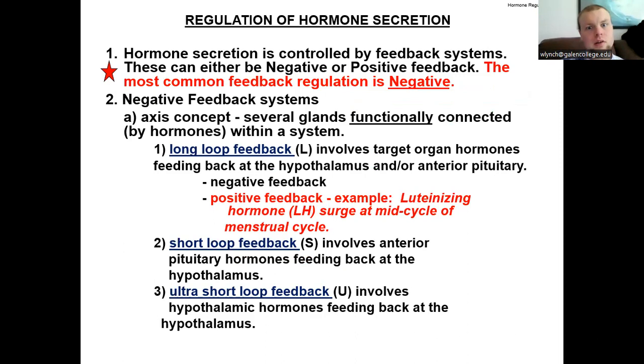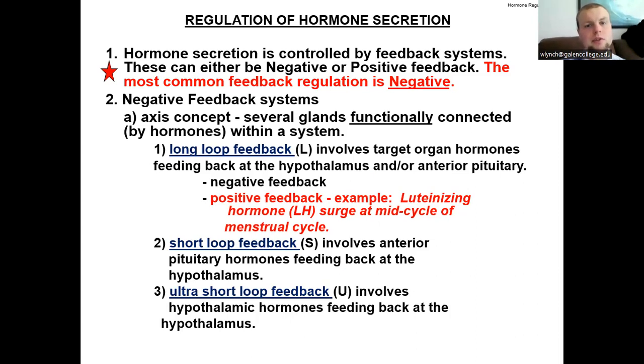Number 1 is going to be the long loop feedback. This is where we have the target organ or target tissue feedback all the way to the stimulating hormones in the neurohypophysis. So for example, the target organ is going to feed back negatively onto the hypothalamus or the pituitary gland, and that is going to either up or down regulate the amount of hormone being released. We see this with negative feedback pretty much all over the place.